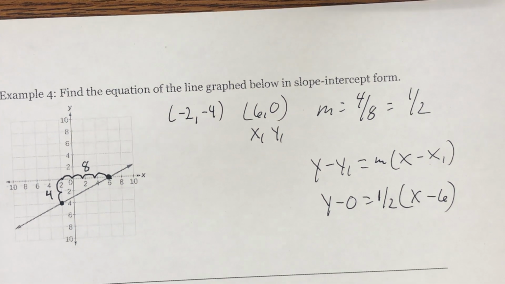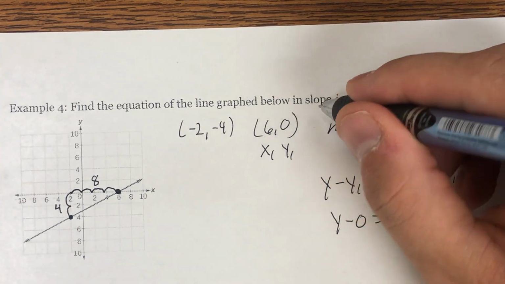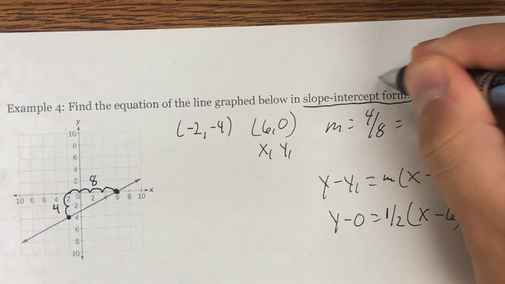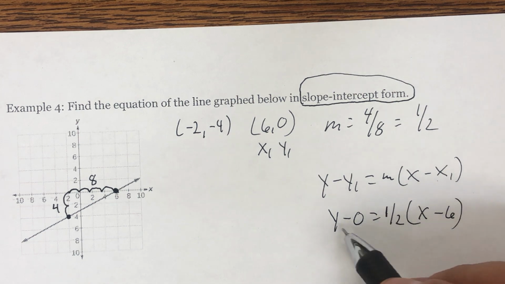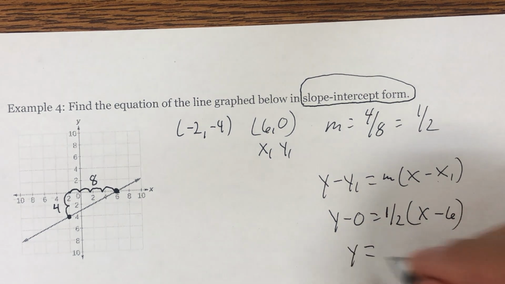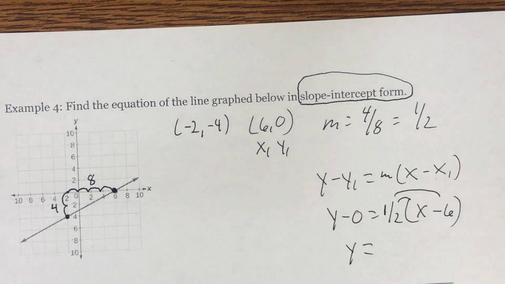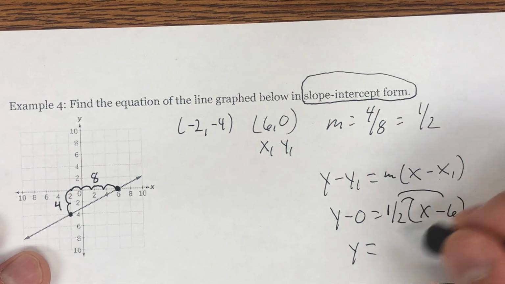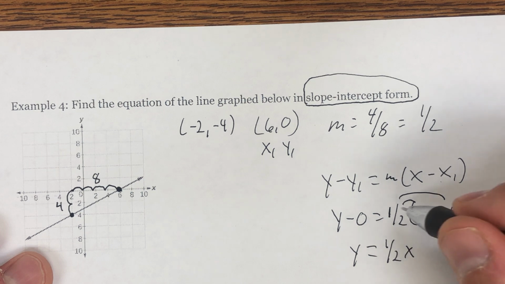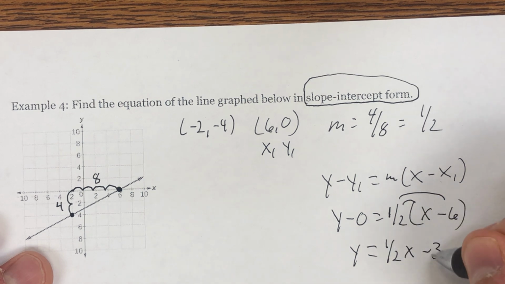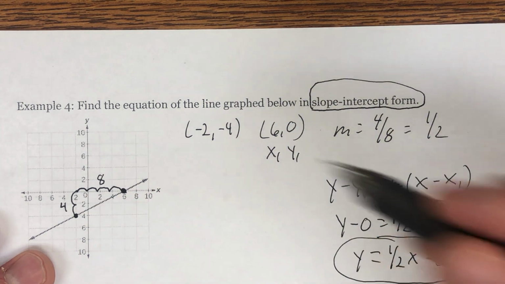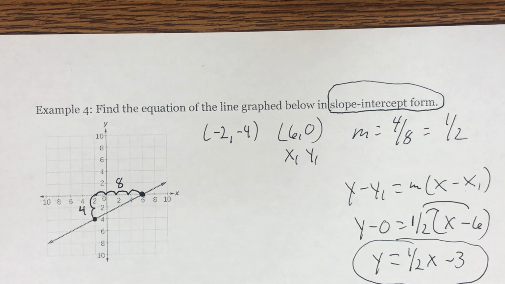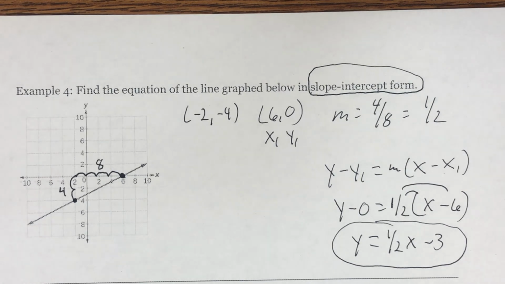Now, if I were to finish this by getting it into slope-intercept form, just like this equation asks, I need to isolate the y. Well, y minus 0 is just y. Y is isolated. But we also want to distribute here so it ends in slope-intercept form. So 1/2 times x is 1/2 x, and 1/2 times negative 6 is negative 3. Now when I looked at that graph, I didn't know if that was negative 3 for the y-intercept. Turns out it is negative 3. So this is the easiest way to find slope-intercept form when I do not know the y-intercept, okay?